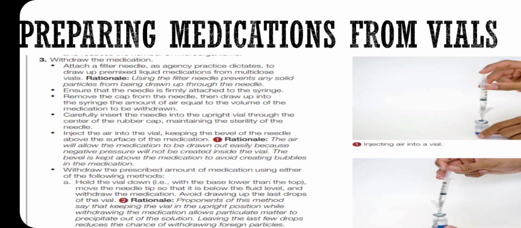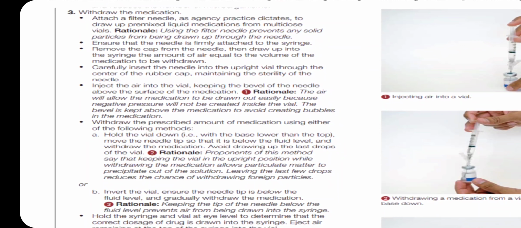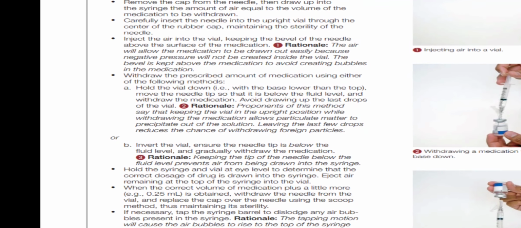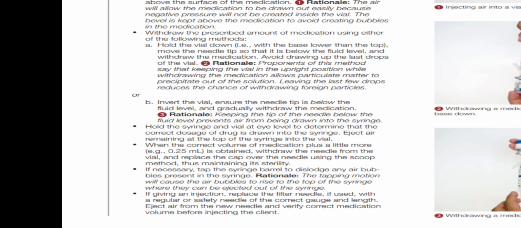Carefully insert the needle into the upright vial through the center of the rubber cap, and then inject the air into the vial. Didn't you see in the video that he injected air first, okay, before he withdrew his medication, and then withdrew the prescribed amount. So either you hold the vial down or you can invert it slightly on the side, like what he did. And then hold the syringe and vial at eye level to determine the correct dosage. And then when the correct volume of medication plus a little more is obtained, withdraw the needle from the vial and replace the cap over the needle.